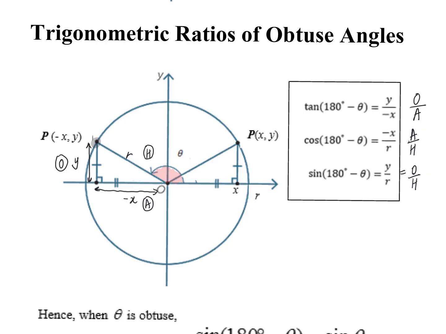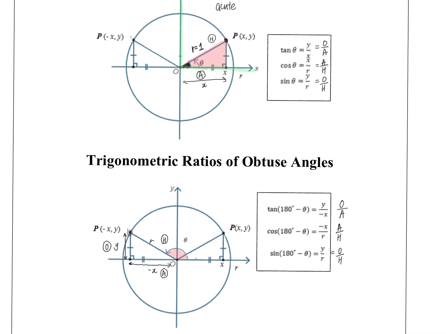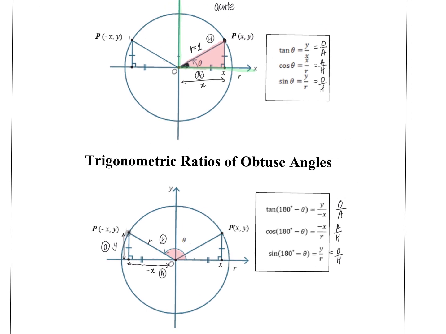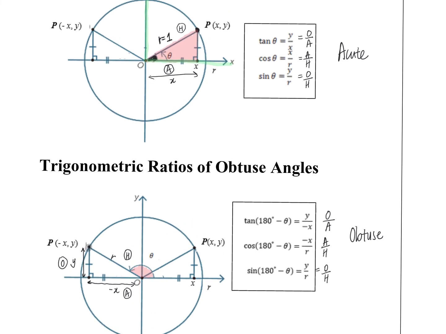So it's positive. So I want you to make a good correlation between the acute ones and the obtuse ones. Is there a difference in the ratio that you found? Yes. What? Tan and cosine. Tan and cosine is negative. So can you see every value is exactly the same, no change in the value, but the sign is different for cosine and tangent. And then for sine, it is both positive. There's no change.